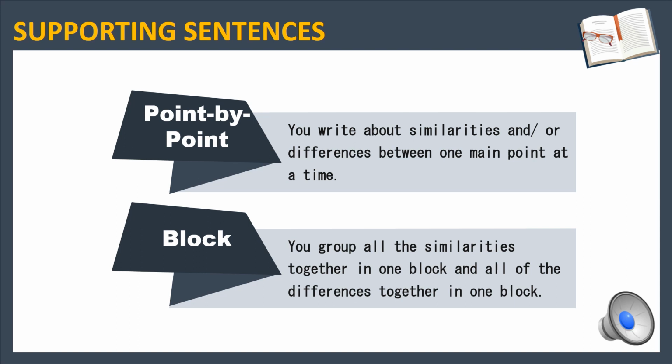The next structure is block, in which you group all the similarities together in one block and all the differences together in one block. Again, to understand more about this structure, you can take a look at the sample on LMS.